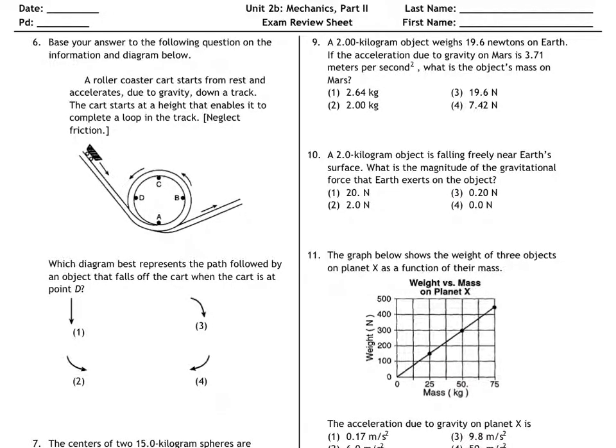Okay, we have a roller coaster that starts from rest and accelerates due to gravity down a track. The cart starts at a height that enables it to complete a loop in the track. So it's going to go like this. And it says, which diagram best represents the path followed by an object that falls off the cart when the cart is at point D? So if the cart is at point D, then the direction of its velocity and anything in the cart would be this way. In other words, downward. So I'm going to go with choice 1.